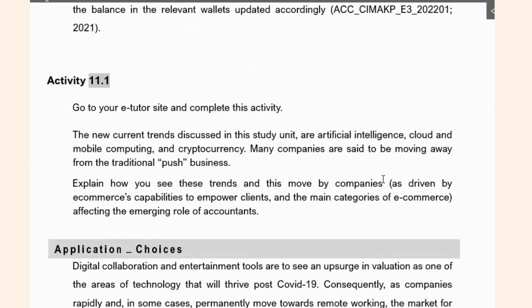Activity 11.1. Go to your eTutor site and complete this activity. The new current trends discussed in this study unit are artificial intelligence, cloud and mobile computing, and cryptocurrency. Many companies are said to be moving away from the traditional push business. Explain how you see these trends in this move by companies, as driven by e-commerce capabilities to empower clients, and the main categories of e-commerce, affecting the emerging role of accountants.